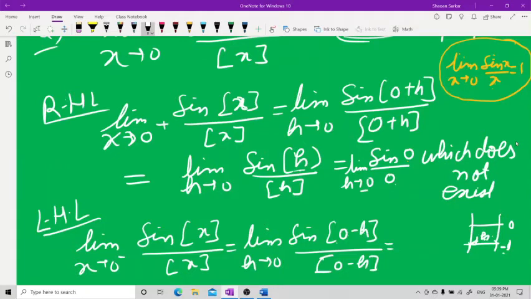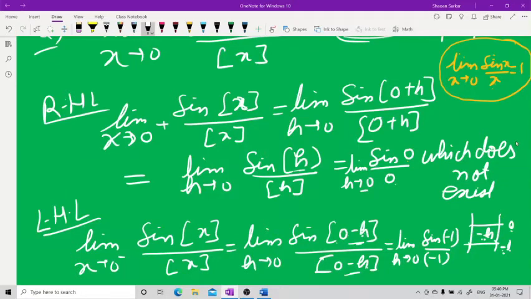Let me repeat. 0 minus h is minus h. Since h is greater than 0, minus h is less than 0 but greater than minus 1. Let me draw this properly. Minus h is in between 0 and minus 1. So due to this floor function, this will be minus 1 here, and here also it will be minus 1. So limit h tending to 0, this will be sin of minus 1, and here you will have minus 1.